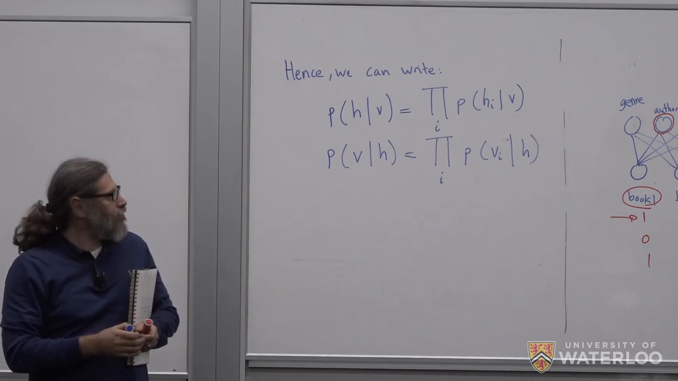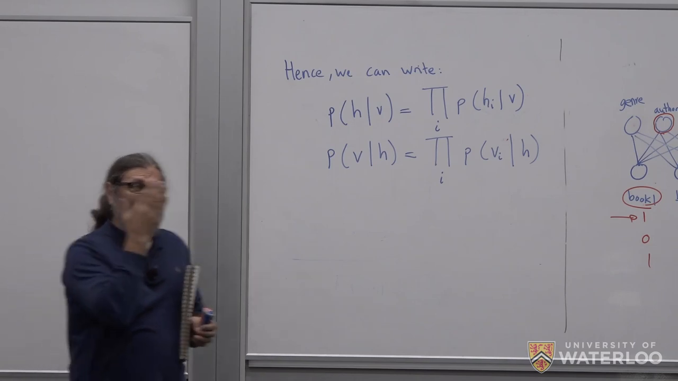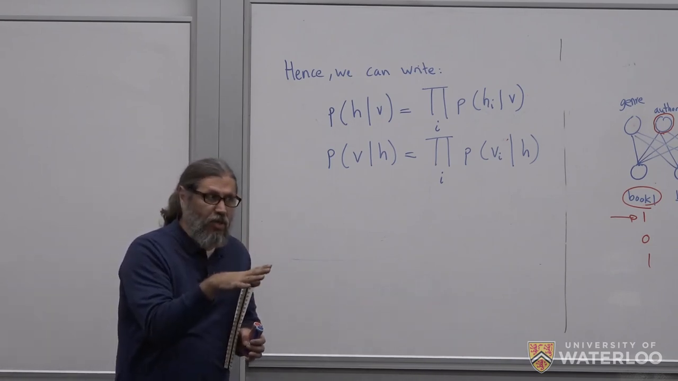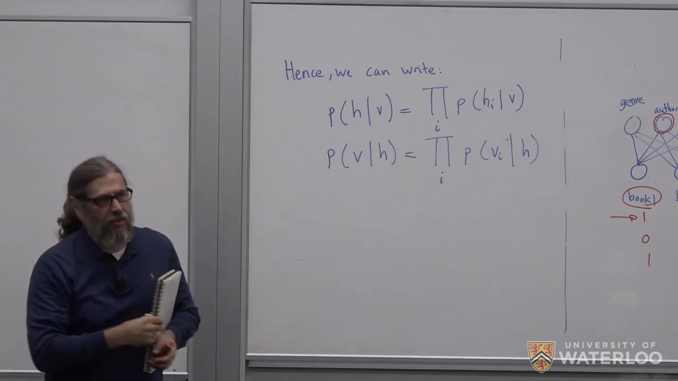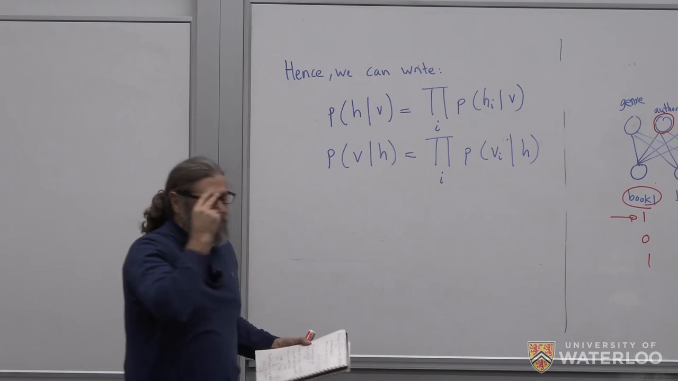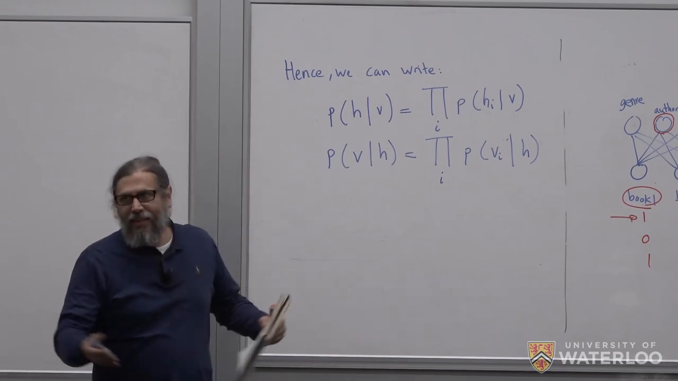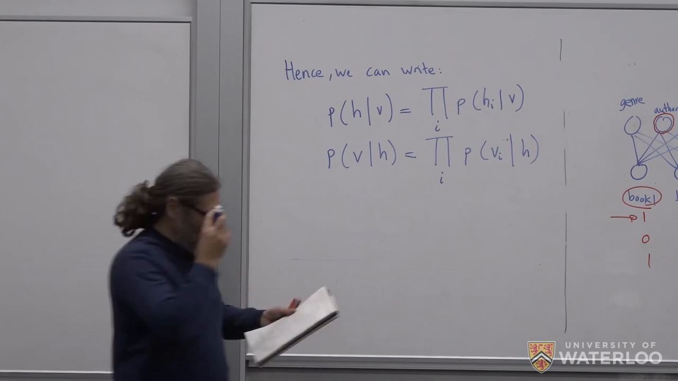So we are making things easy. We made it easy by removing the connections and making it a restricted Boltzmann machine. And then we are making it easy by assuming there is no dependency. What happens if there is? I don't know. Probably you're wasting your GPU hours. I don't know.